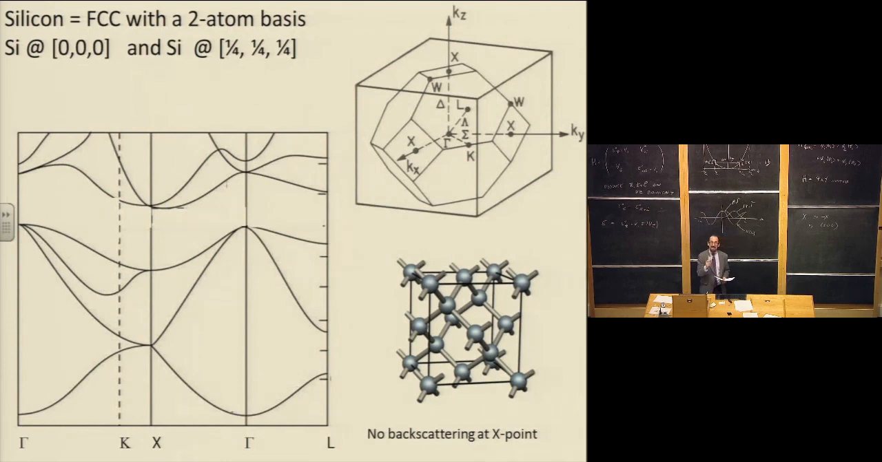It is an FCC lattice. It's an FCC lattice with a basis. So I'm not going to give it to you for that, but it's close to that. So it's not pure. It's not just an FCC lattice. And that's the point, that you have to keep track of the lattice and the basis to find out if they're scattering. So let's think back to, it is an FCC lattice, but silicon is a lattice times a basis.